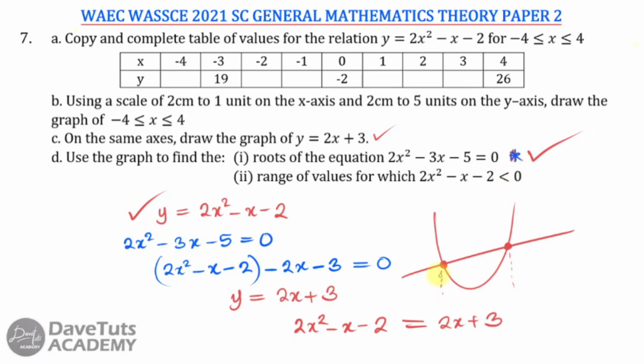And then, interestingly, the second one: the range of values for which 2x squared minus x minus 2 is less than 0. So, most likely you will have something like this also. And then let's say this is the x-axis, and hypothetically, let's say this is the y-axis. So now, for the range of values for which 2x squared minus x minus 2 is less than 0, looking at this graph, on the positive, here, that is greater than 0. On the negative, this is less than 0. So, the region of interest will be this region, talking about the quadratic, and then the range of values for x will be from here to here.